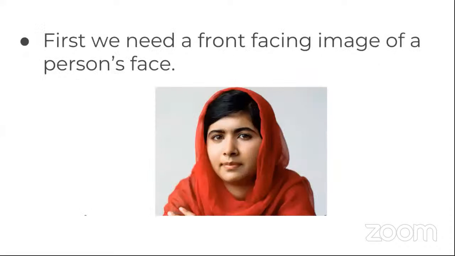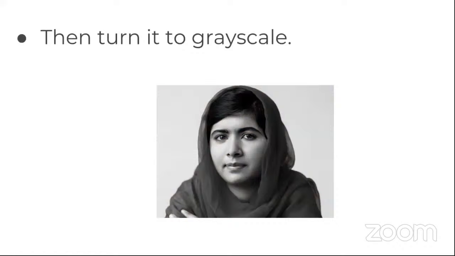Now let's see how this detection of face is done. So first we need a front facing image of a person's face. We have to keep in mind that for our face detection method, the person should be facing front to the camera or the image. Then we turn it into grayscale. As in the previous session, I told you that when you have a colored image, you have a lot of information. So to reduce the information that we have, we convert it into different formats, like grayscale or binary. In this case, we will be converting that colored image into grayscale format.